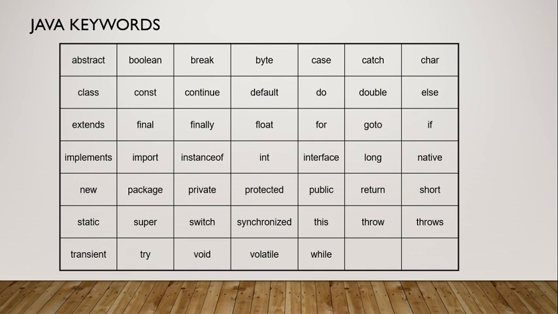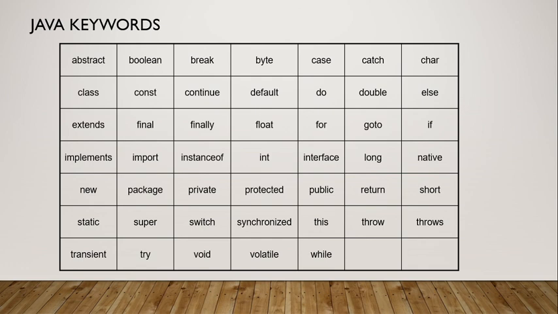Throw. The Java throw keyword is used to explicitly throw an exception. The throw keyword is mainly used to throw custom exception. It is followed by an instance. Throws. The Java throws keyword is used to declare an exception. Checked exception can be propagated with throws.